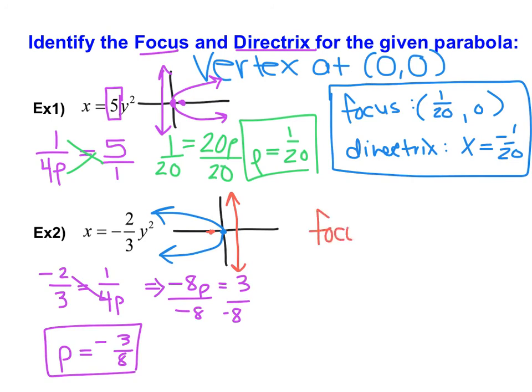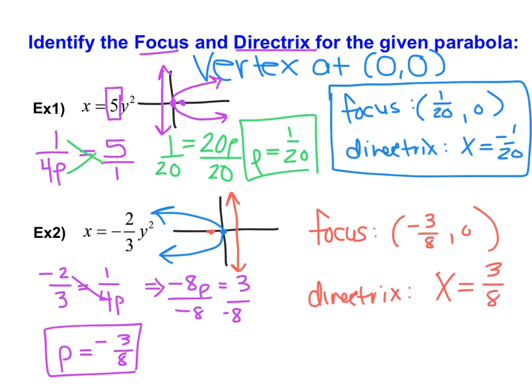So my focus point is going to be a negative 3/8, comma 0, or you can divide that to be negative 0.375 if you want to divide out that fraction. And then my directrix is going to be x is equal to, I'm in the positive direction here, so it's a positive 3/8, or again, you can divide that fraction out to get 0.375.